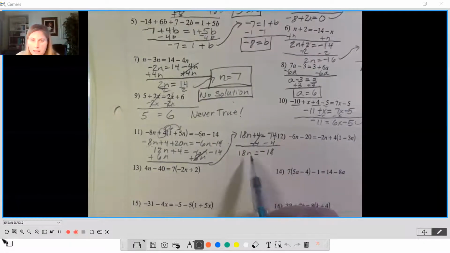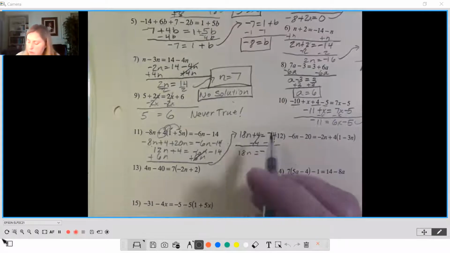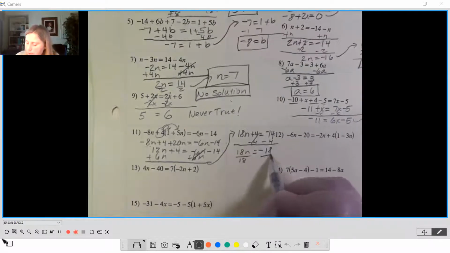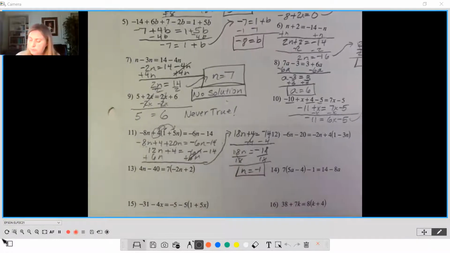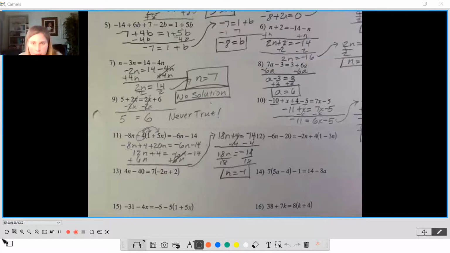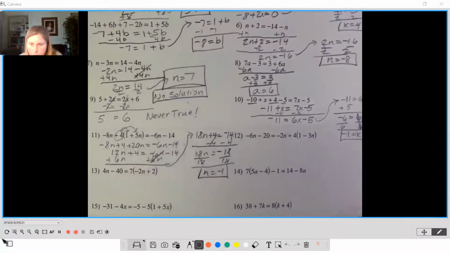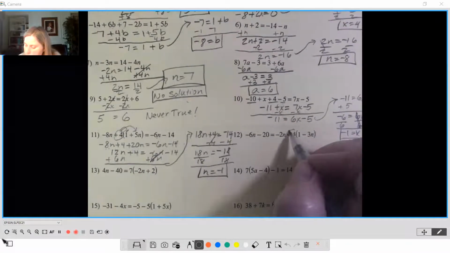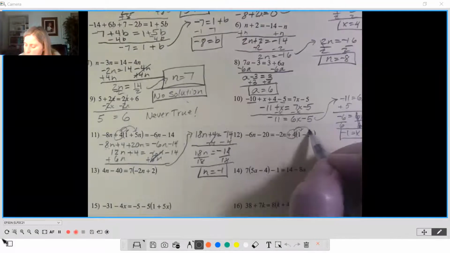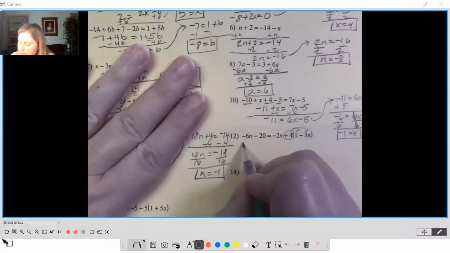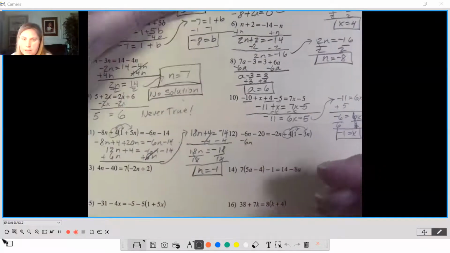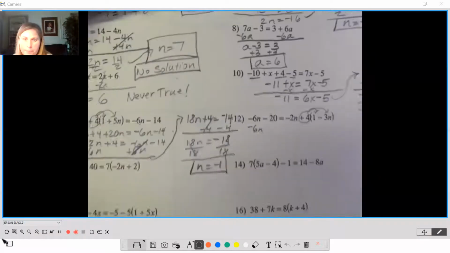And then I don't care what 18n equals. I care what n equals. So I divide each side by 18, and I got n equals negative 1. Okay, number 12. I need to distribute the 4. So I end up with negative 6n. I'm going to zoom in a little bit because I have to write tiny here.